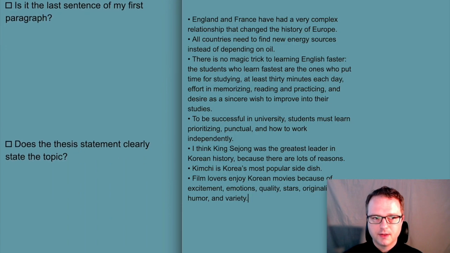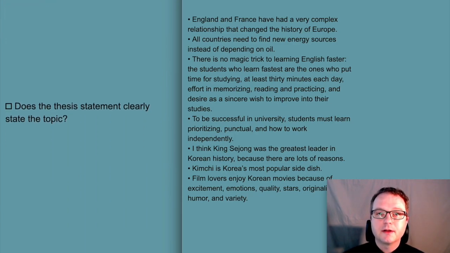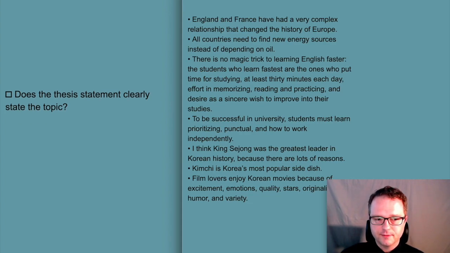Next question. Does the thesis statement clearly state the topic? If you are talking about something in your thesis statement, name that thing. Instead of saying they are in danger, just say the oceans are in danger. Instead of saying it causes 3 problems, say smoking causes 3 problems. Just name the topic as clearly as you can so that your reader knows here's what the essay is about. Here are some examples.